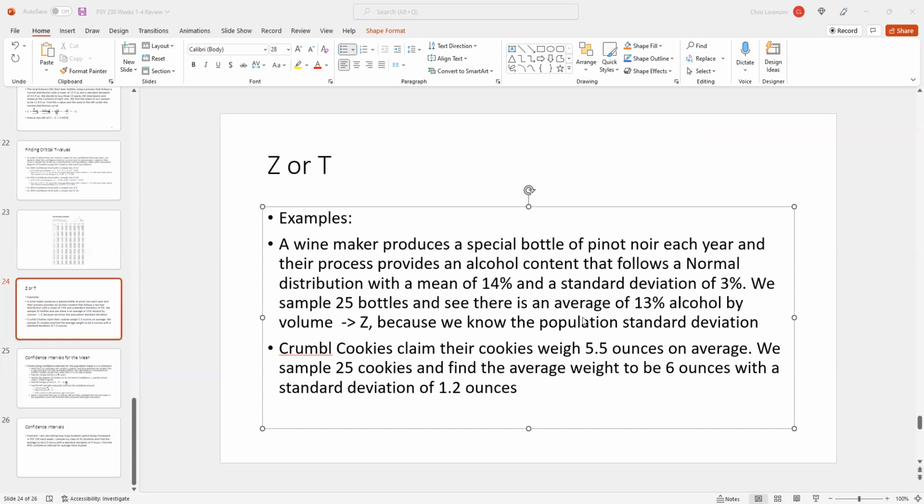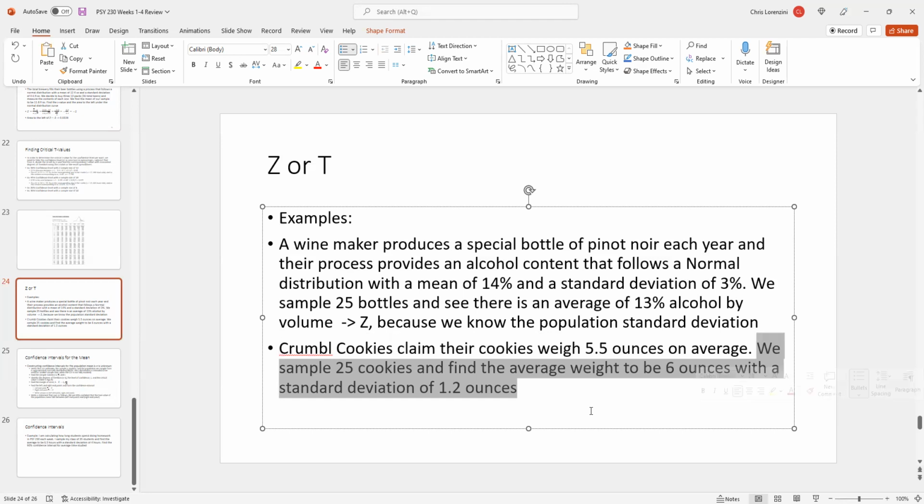So taking a look at this one, we have to read and understand which values are related to which quantities. Crumble claims their cookies weigh 5.5 ounces on average. This right here is a population mean, right? How did I find this problem? I went to their app and looked up the weights, 5.5 ounces. That's the average weight right there. It did not report a standard deviation.